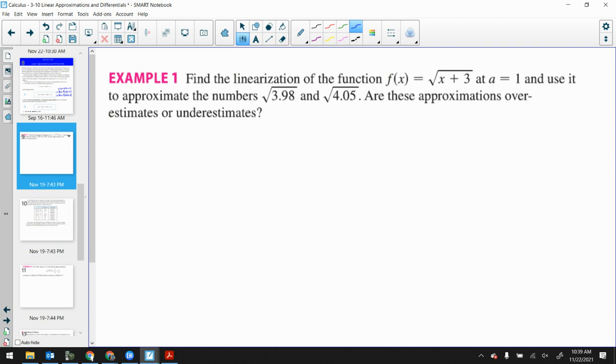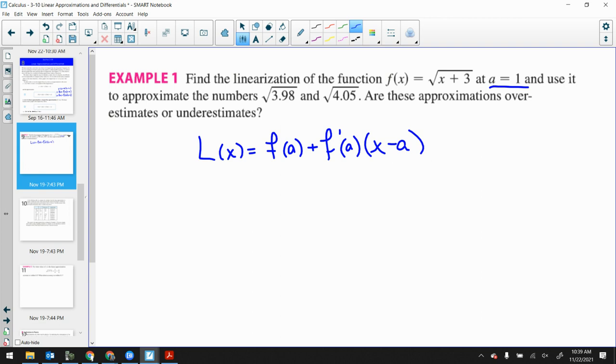Let's start there. Let's find the linearization. Again, the directions could have told you to find the linear approximation, the tangent line approximation. That's really saying the exact same thing. But we'll be fancy and call it the linearization at 1. And again, I always have to tell you where. At 1. Okay, so remember that the linear approximation formula is L of x is equal to f of a plus f prime at a times x minus a.